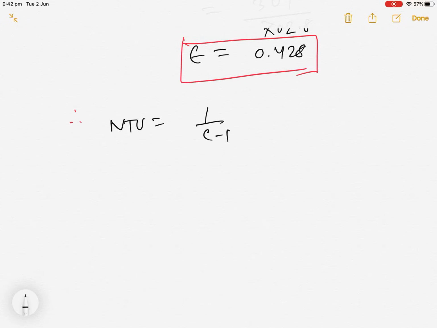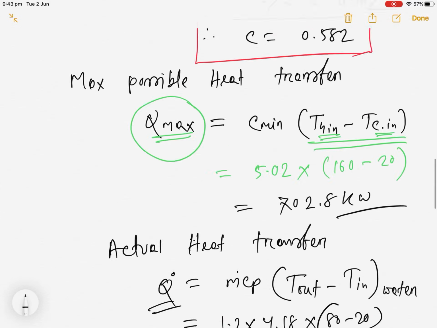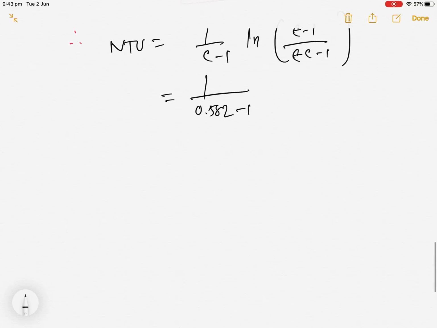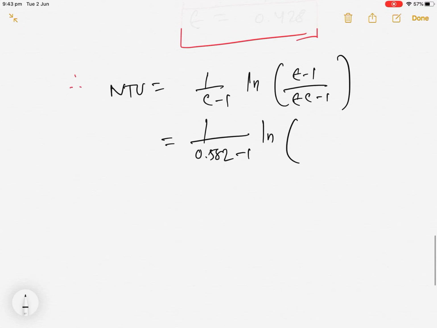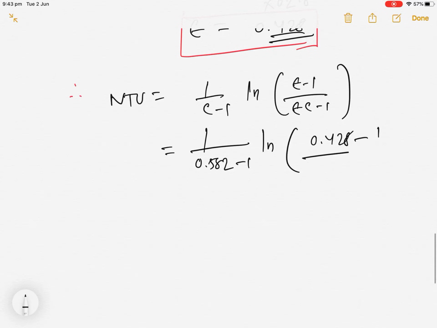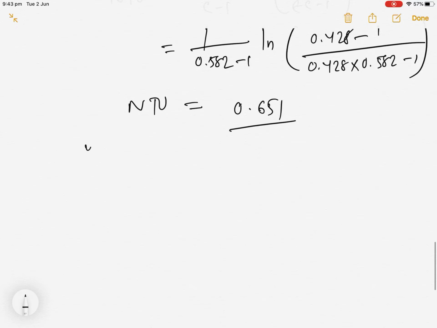So the NTU, the number of transfer units relation, will be 1 over C minus 1, ln of (epsilon minus 1) over (epsilon C minus 1). So we know C equals 0.582. I think we calculated it here. Yes, look here. So now 1 over C minus 1, this is ln, epsilon is 0.428, we just calculated, minus 1, and it is 0.428 times C, 0.582, minus 1. So we will get this NTU as 0.651.